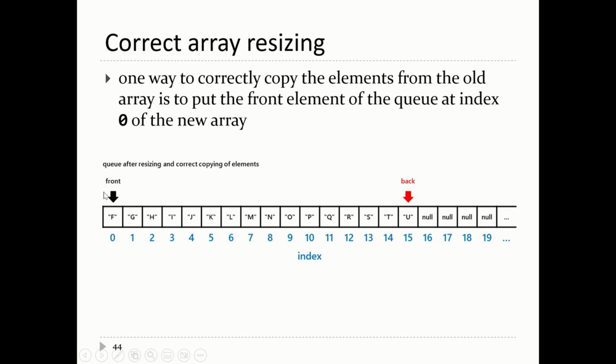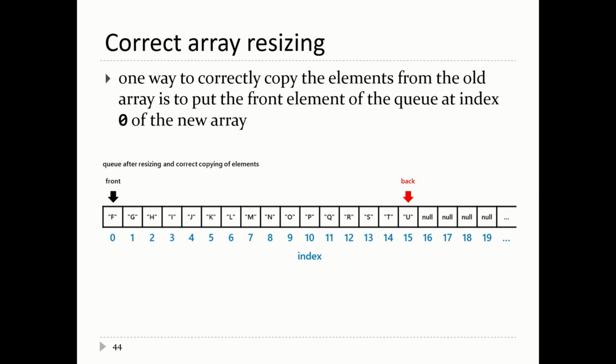So now you end up with front being at the front of the array, and back is the last element of the queue in the new array. Now I can correctly add, or enqueue, more elements into the array. Everything works out just fine.